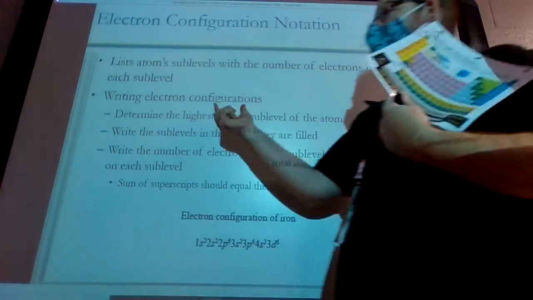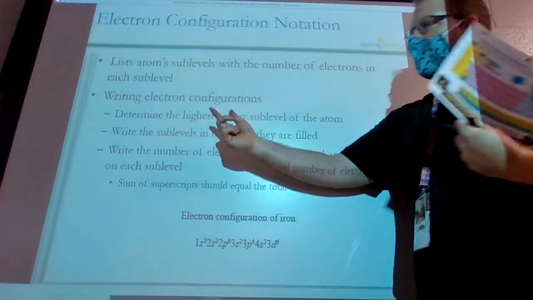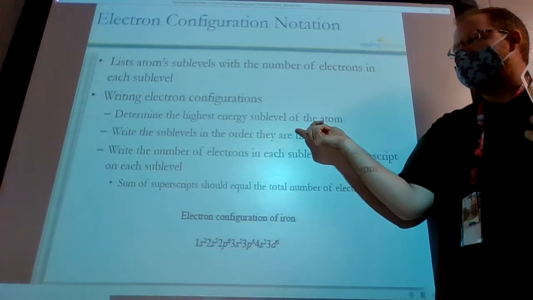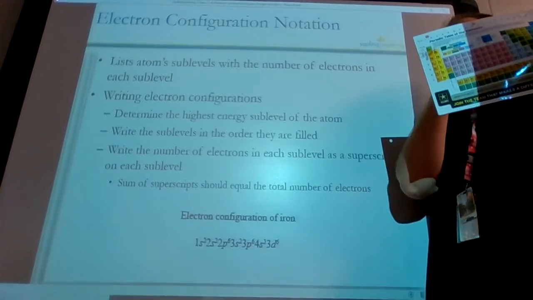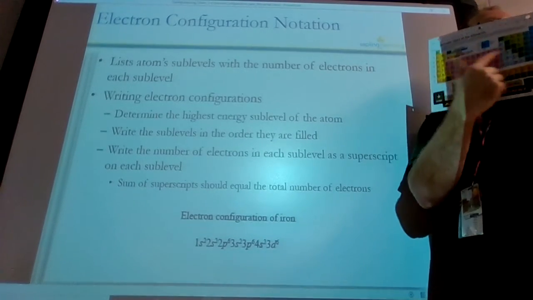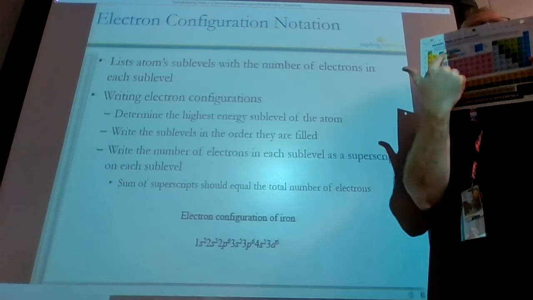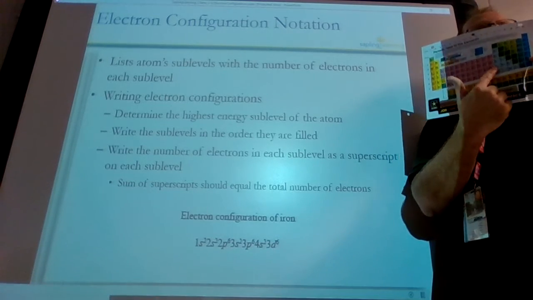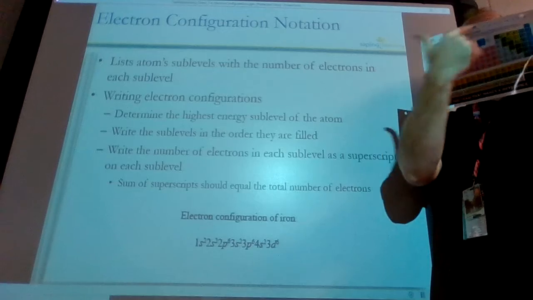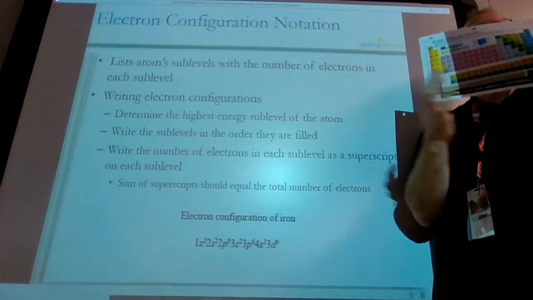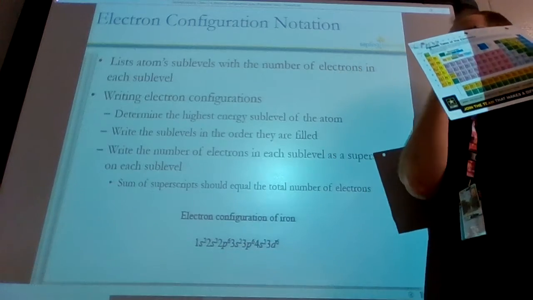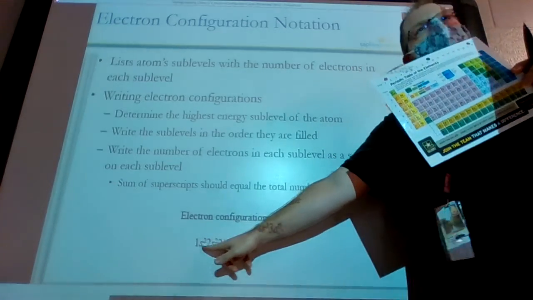So how do you write the electron configurations? First, you need to determine the highest energy sublevel of the atom. Step 1, always with this, find the atom they're asking you about. Where is that element on the periodic table? What row is it in? What block is it in? Is it in the S block, the D block, the P block, or the F block? That's the first most important thing, because it's always going to start out the same.